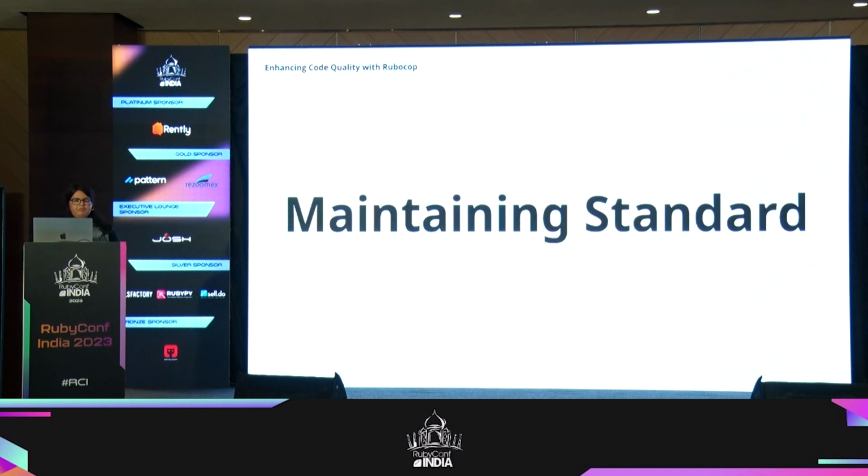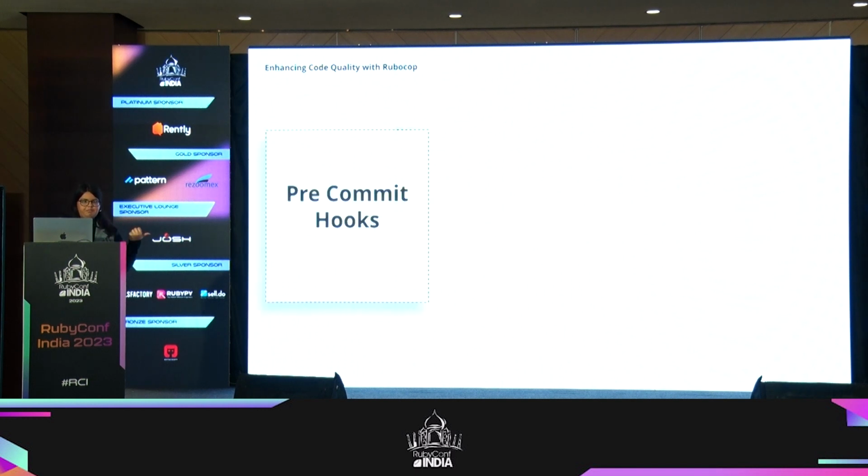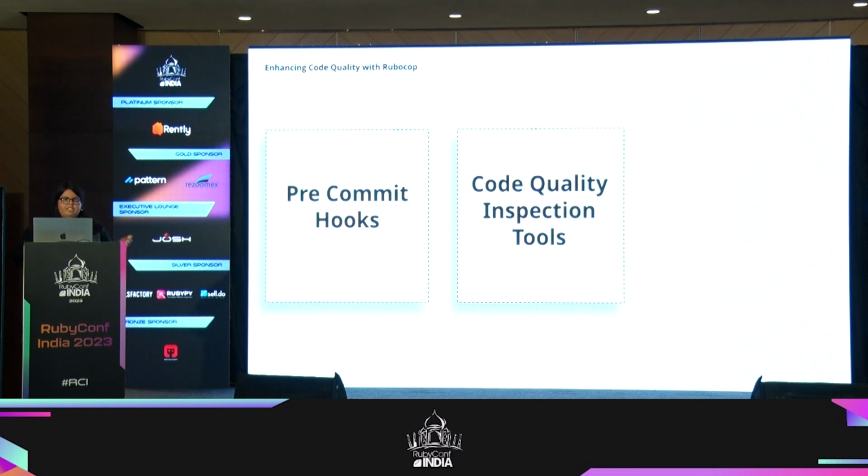So we made all the changes in the Rubocop config. Now how do we maintain the standard going forward? The first is using pre-commit hooks. Before committing something, use pre-commit hooks that will run Rubocop and autocorrect the cops that support safe autocorrection. Next, use code quality inspection tools like GitHub Actions, Code Climate, SonarQube, where you can make it a mandatory check that the configuration should pass before you merge it to master.